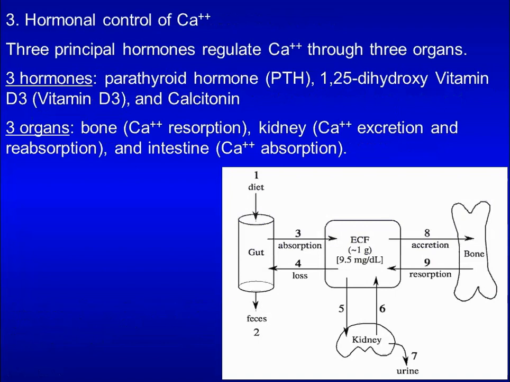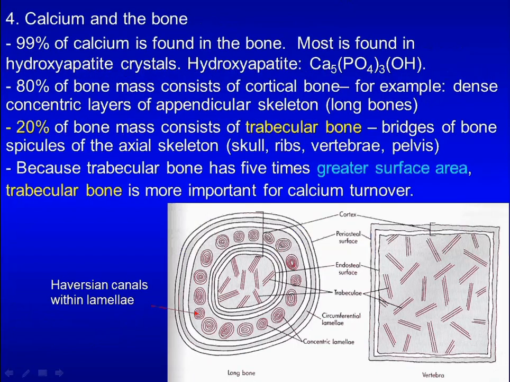3 principal hormones control calcium levels inside the body. They are parathyroid hormone, vitamin D, and calcitonin. These hormones regulate calcium levels through 3 organs. They are the bone for calcium resorption, the kidney for calcium excretion and reabsorption, and the intestine for calcium absorption. 99% of calcium is found in the bone. Most is found in the hydroxyapatite crystals.